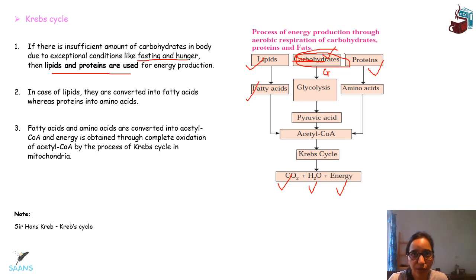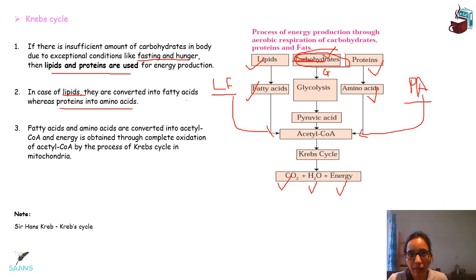So lipids are converted into fatty acids and proteins are converted into amino acids. See here, proteins into amino acids. Okay, you can remember, PA and LF. Okay, lipids into fatty acids, proteins into amino acids, and both into acetyl coenzyme A.